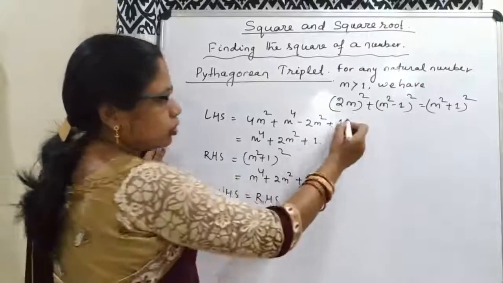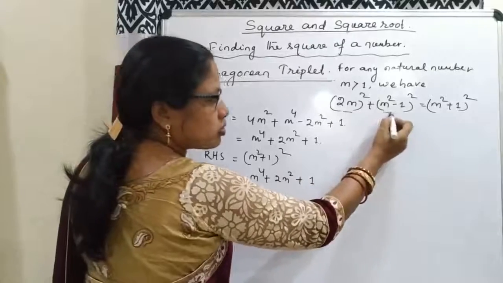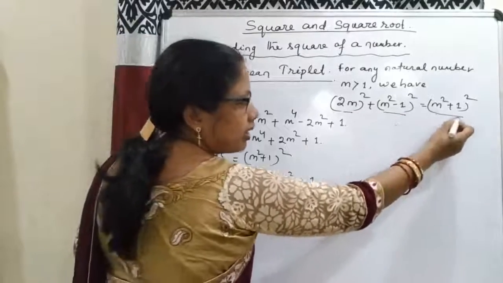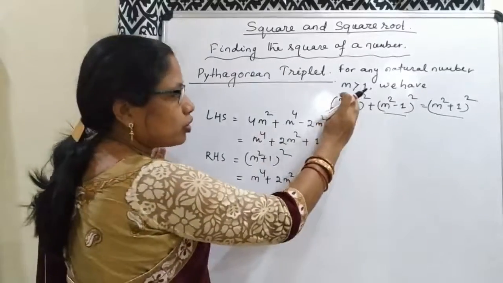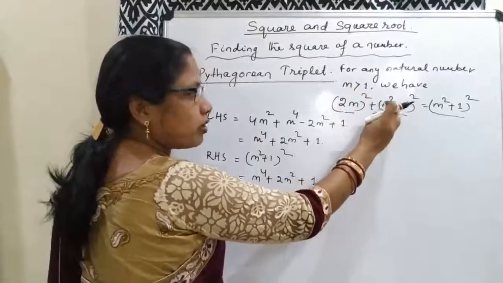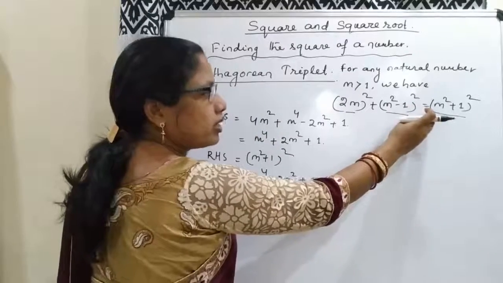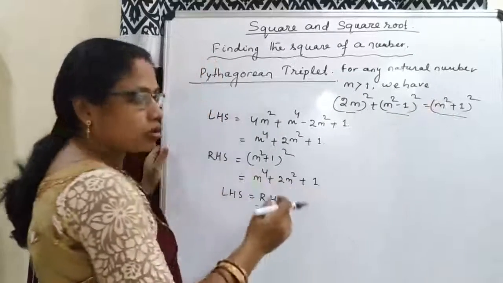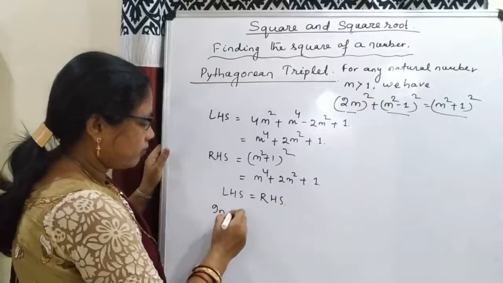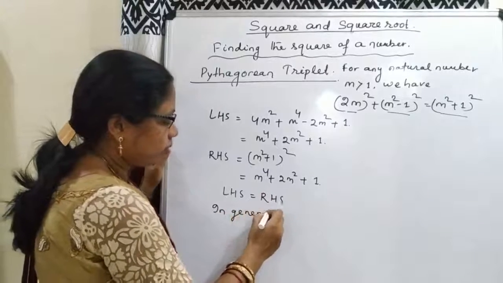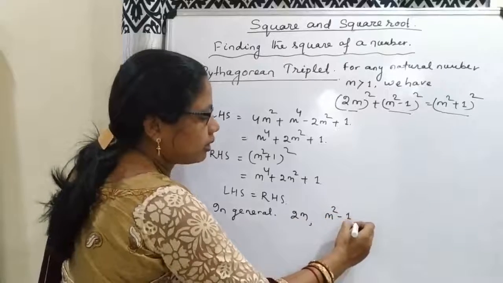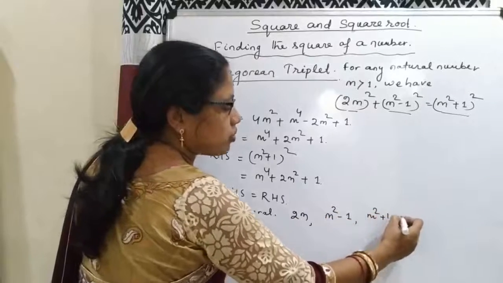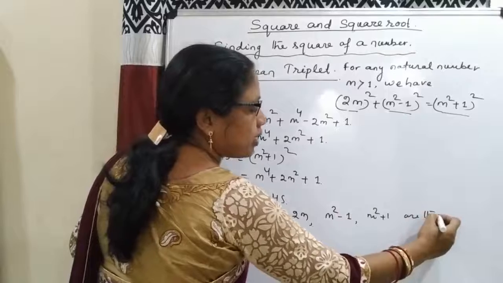So here 2m is a number, m square minus 1 is a number and m square plus 1 is a number. So it is verified that (2m) whole square plus (m square minus 1) whole square is equal to (m square plus 1) whole square. So in general, 2m, m square minus 1 and m square plus 1 are the Pythagorean triplet.